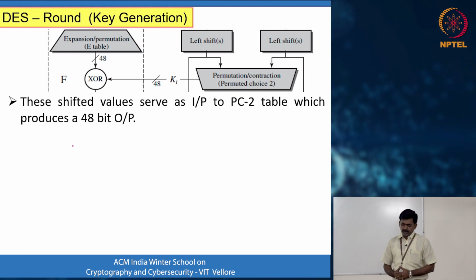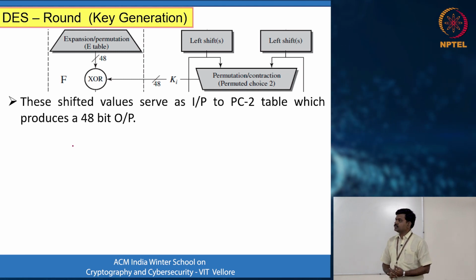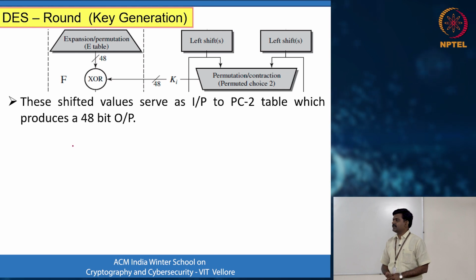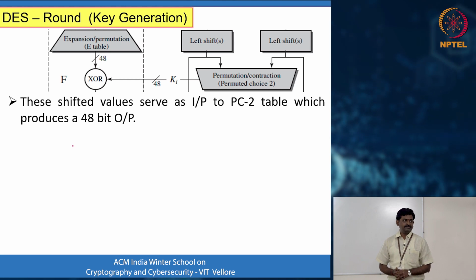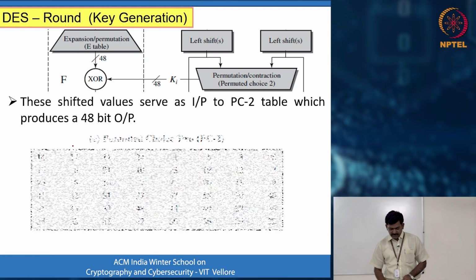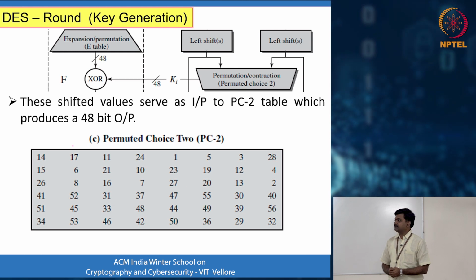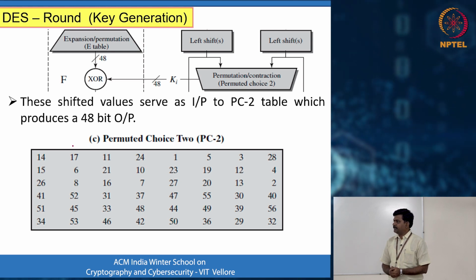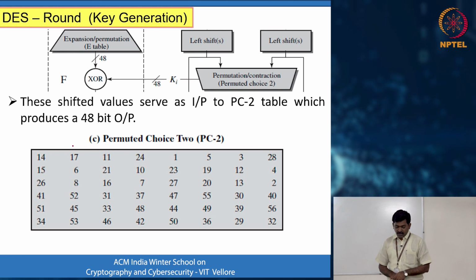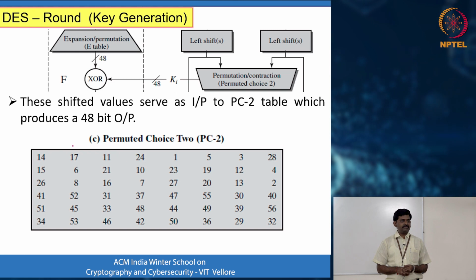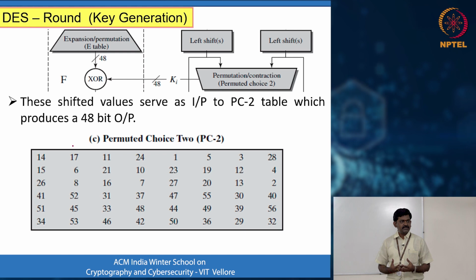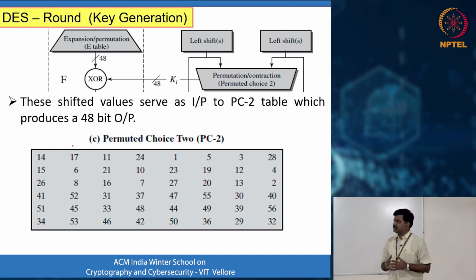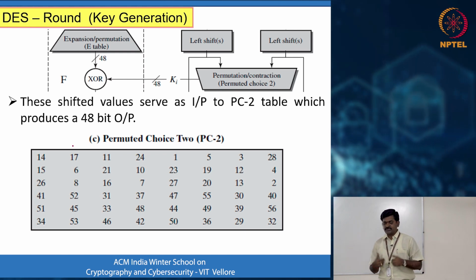So these shifted values go to another permutation operation. Why should they go? Because your job is to get that 48-bit key to the round. So this is my table, which brings 48 bits from the shifted 56-bit positions. You have 2 halves, right? 28 and 28. That means 56. And when they push it to that PC2, are you doing expansion, straightforward, or compression?